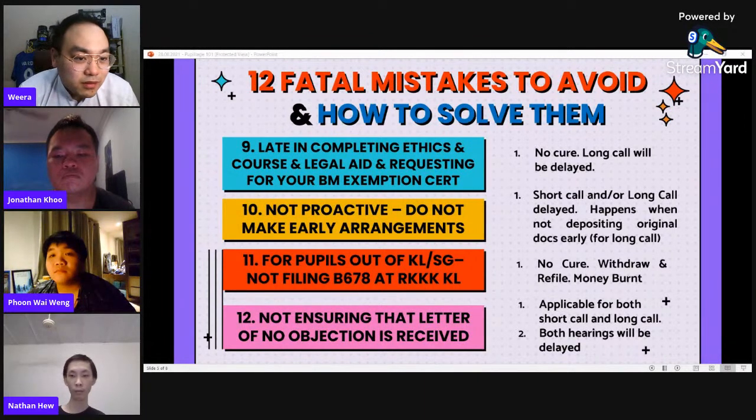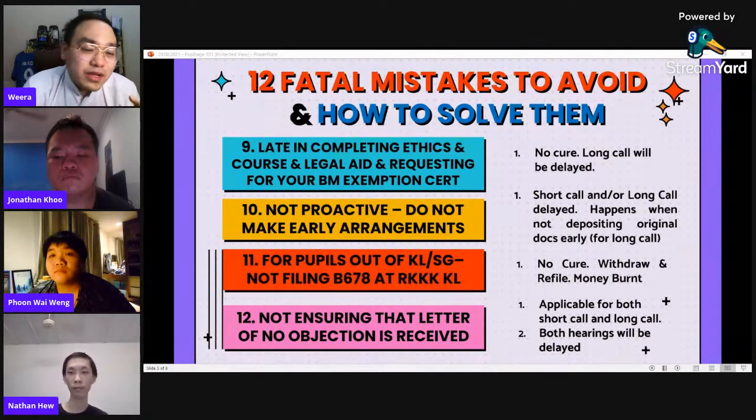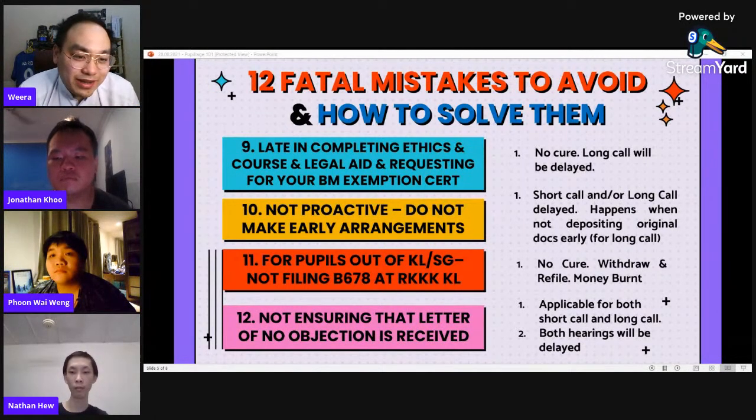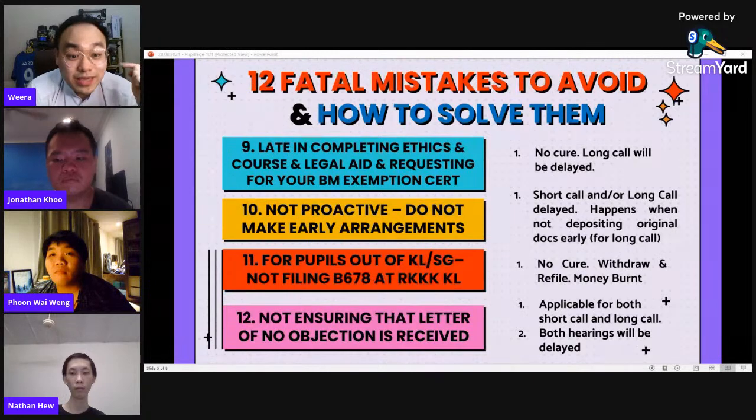Okay. For point number 11, the second last point here is for pupils out of KL, Selangor, they don't file their Borang 6, 7, 8 at RKKK KL. For pupils in KL and Selangor, usually they will know that they have to file it in RKKK KL. But for pupils out of KL and Selangor, they might have forgotten. Like, oh, yeah lah, I filed my short call hearing at the Penang High Court. Now I file my long call also at Penang High Court. That is a mistake. You have to remember, long call must always go back to RKKK KL.